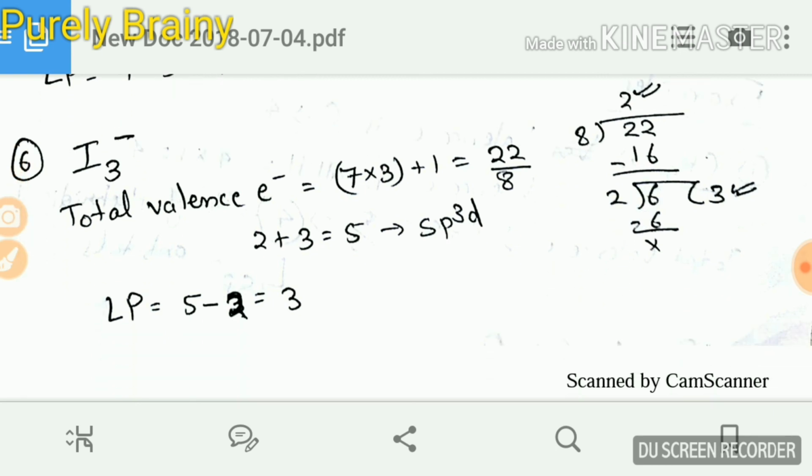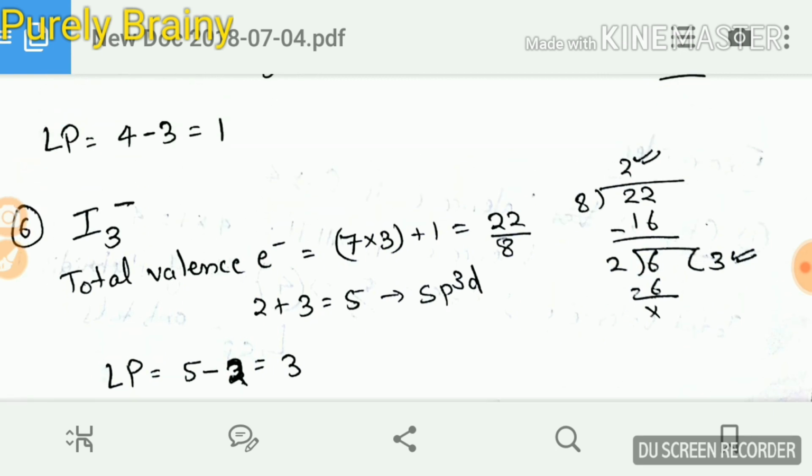That's it. And one additional piece of information about this division method: we don't always have to divide by 2. We will divide by the least possible number so that the final remainder comes to 0, and we will add all the quotients to calculate the total number of hybridized orbitals.